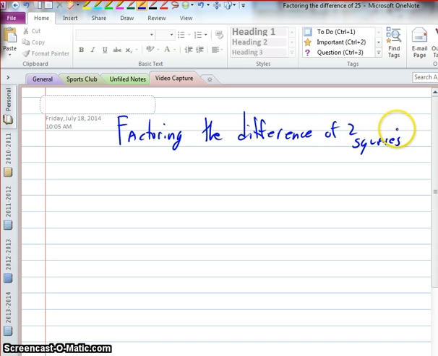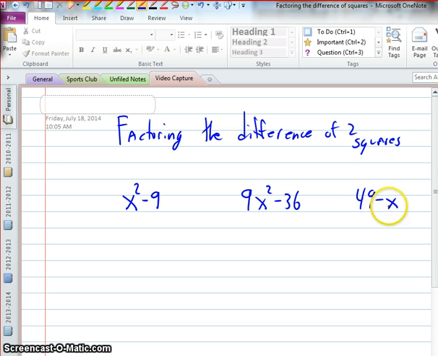So, just like it reads, the difference of two squares. Difference we know is a subtraction sign, separating two squares. So we're talking about the first time we're going to be factoring a binomial. An example of the difference of two squares would be, say, x squared minus 9. It is literally the difference of two perfect squares. Another example would be 9x squared minus 36, or 49 minus x to the fourth, right? Because x to the fourth is still a perfect square, because it's x squared times x squared.